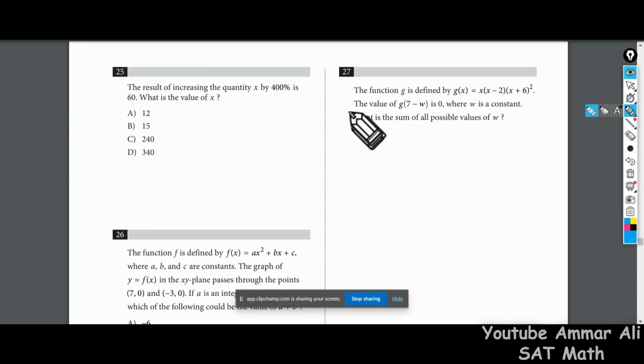We're going to start with question 27. I'm going to just go straight into the answers, so if you want to read the problem, just pause the video and read it yourself.